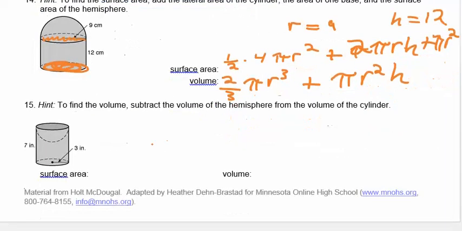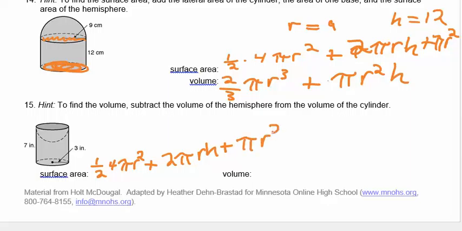For number 15, the surface area is going to be very similar to this one. There's the scoop out of it. We have to count that as part of the surface area. So the surface area is going to be that hemisphere, that half of a sphere, and we need half of that. Plus for the cylinder, we need the lateral area, which is 2 pi r h. And we need that one base on the bottom, pi r squared. And this time r is equal to 3 and h is equal to 7.